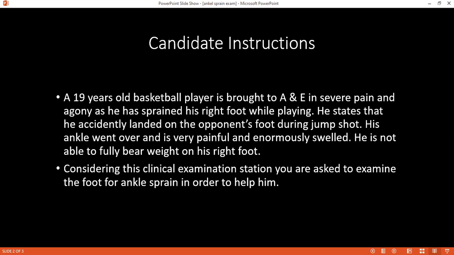Okay, then I would like to do the anterior drawer test. How would you do that?